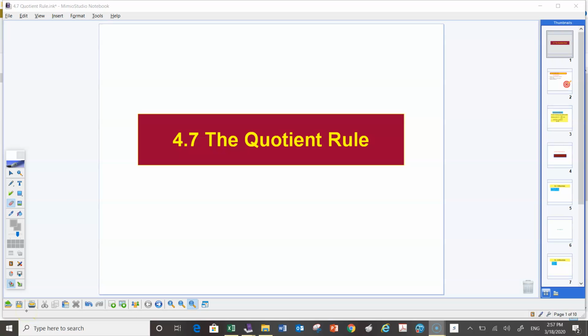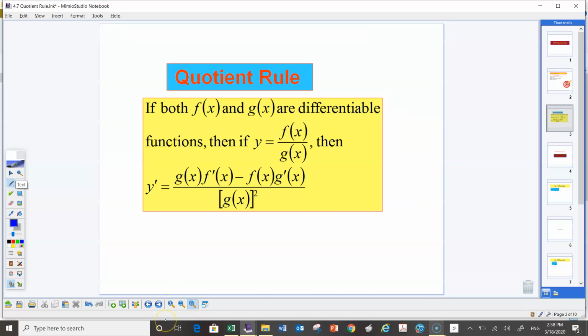In today's lesson, we're going to learn how to use the quotient rule. The quotient rule is used when we are asked to find the derivative when two functions are being divided. In the general definition, when y equals function f divided by function g, there's a specific pattern we must follow to find the derivative. And the derivative says the following.